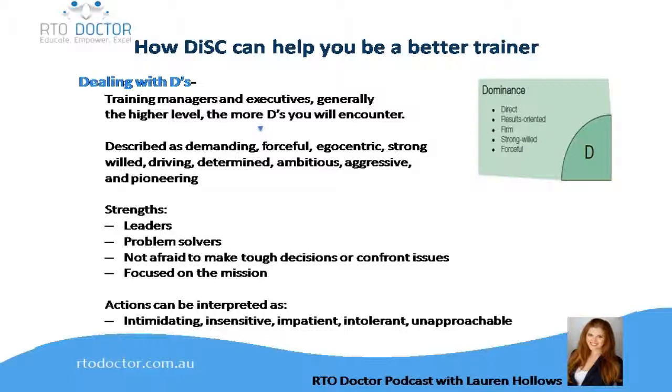They will generally almost always accept a challenge, and they very much value competency, action, results, personal freedom, conquering challenges, things like that. They're generally very independent people. The other side of that, sometimes their actions can be interpreted as intimidating because they're very direct. They can be considered insensitive, impatient, intolerant, and sometimes unapproachable.